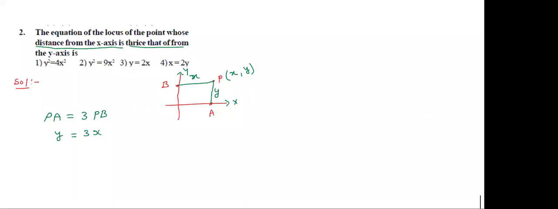By observing the options, do squaring on both sides. We get y square is equal to 9x square. This is the equation of locus. Equation of locus is y square is equal to 9x square. This is the answer, students. The second option is correct.